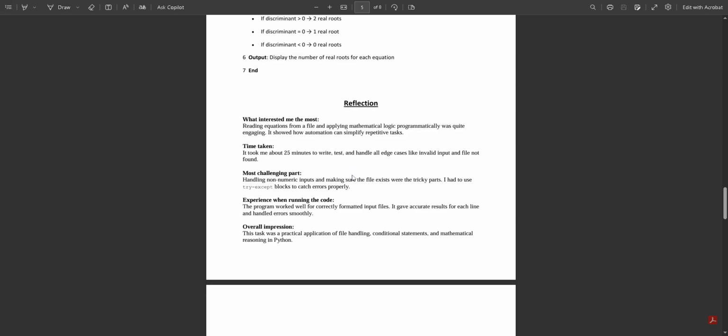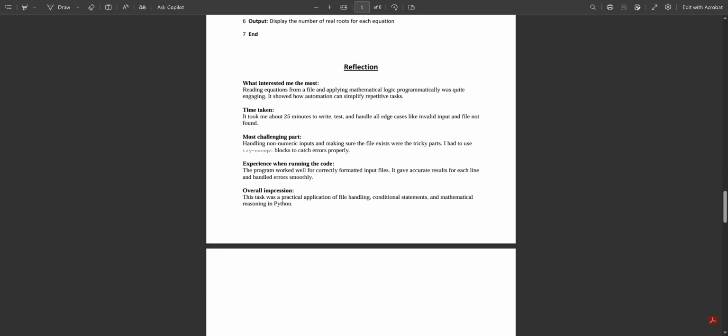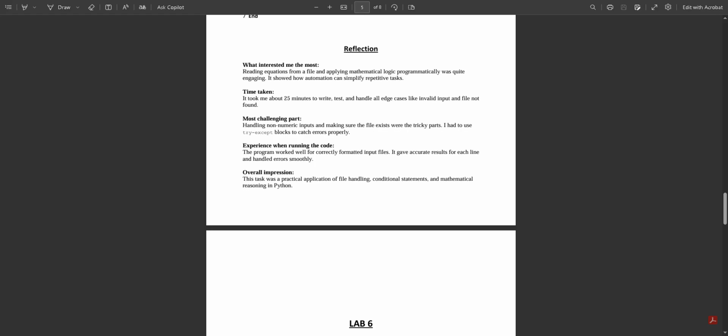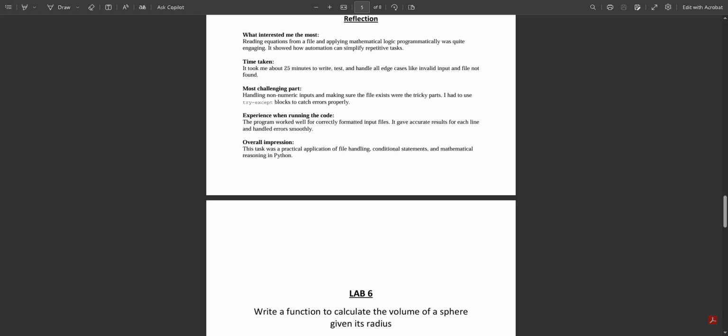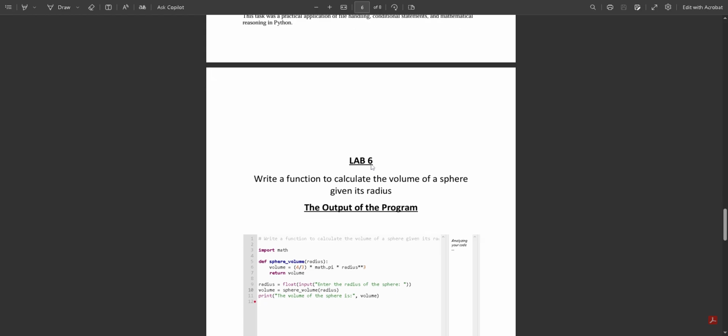It took me about 25 minutes to write and test because it was quite long. The most challenging part was the trial and error. Yeah, I had to think a lot. In overall impression, the task was a practical application of file handling, conditional statements, and mathematical reasoning in Python.